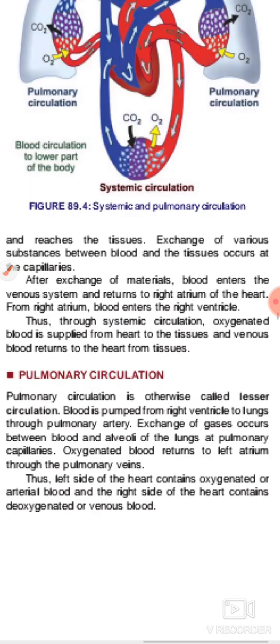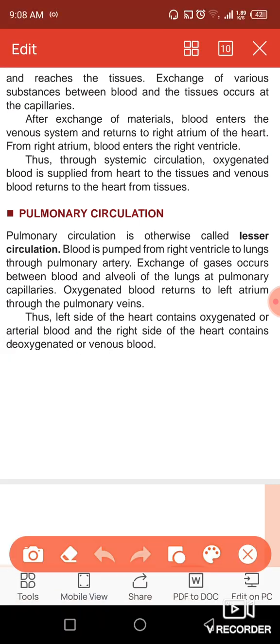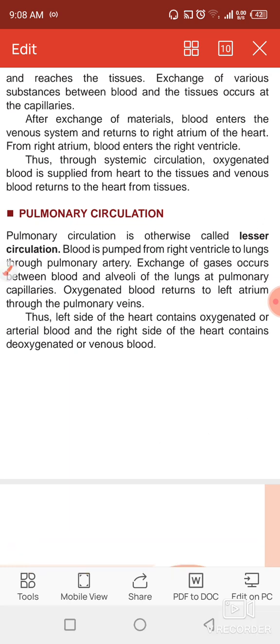Now we move to the pulmonary circulation. The pulmonary circulation is the lesser circulation or small circulation, because you are pumping your blood from the right ventricle to the lungs only, not to the whole body, only to the lungs. And then from the lungs, through the pulmonary artery, and then from the lungs the pulmonary veins come out and they enter into your left atrium. Yes, you know the concept. So this is called the pulmonary circulation.